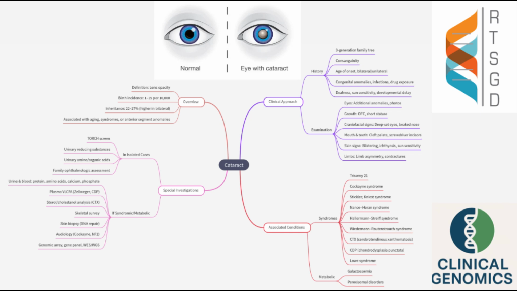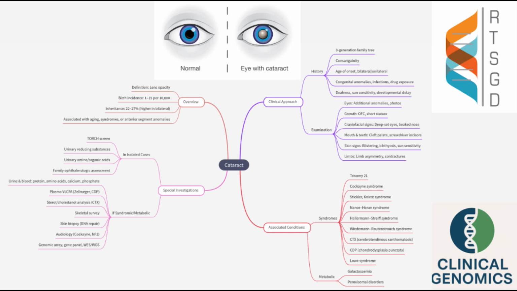So, what conditions are linked with congenital cataracts? Here are some of the main ones: genetic syndromes, trisomy 21 or Down syndrome, Cockayne syndrome, Stickler syndrome, Nist syndrome, Nance-Horan syndrome, Hallermann-Streiff syndrome, Wiedemann-Rautenstrauch syndrome. Metabolic causes: CTX, cerebrotendinous xanthomatosis, CDP, chondrodysplasia punctata, Lowe syndrome, galactosemia, peroxisomal disorders. Each of these conditions may cause not only lens opacities but also many other symptoms.